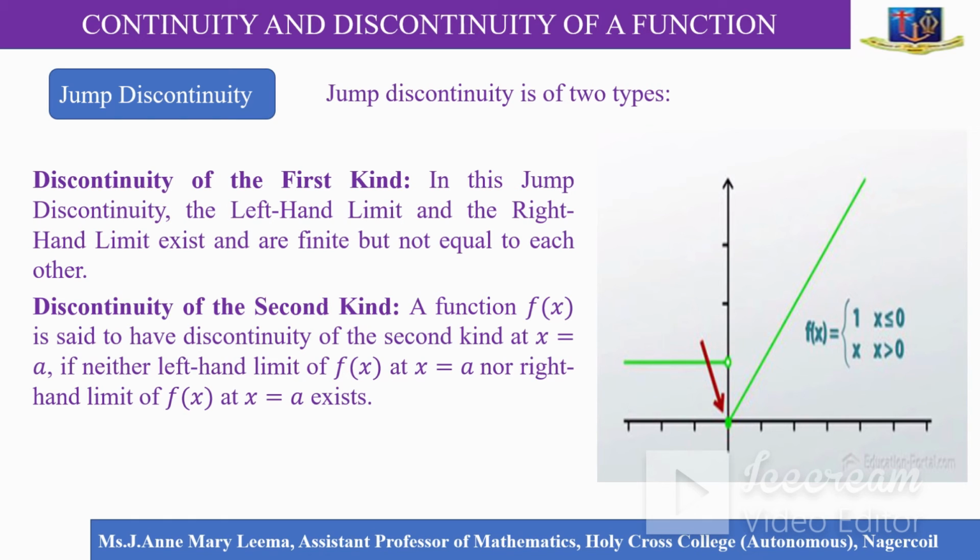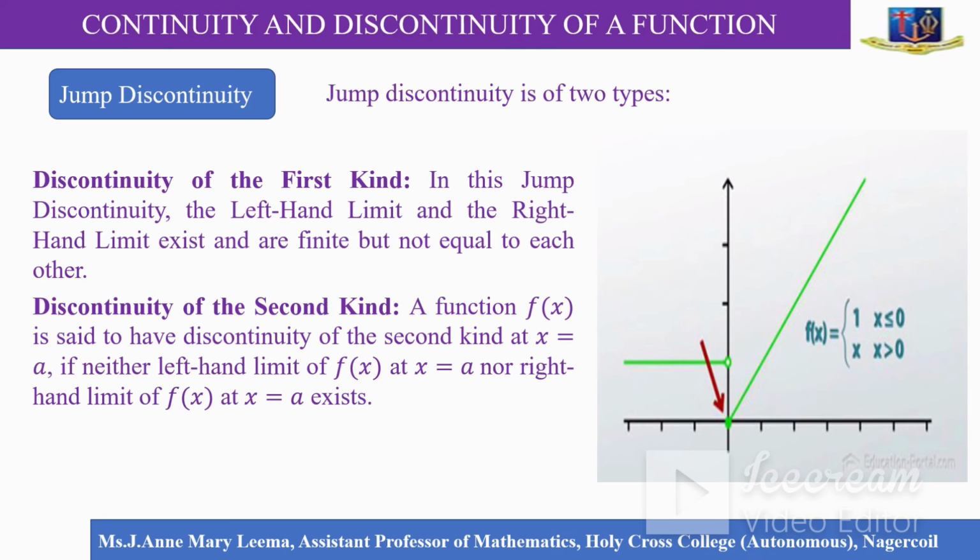Now let's see the discontinuities one by one. First is the jump discontinuity. Jump discontinuity is of two types. First one, discontinuity of the first kind. In this jump discontinuity, the left hand limit and the right hand limit exist and are finite but not equal to each other. Next one is discontinuity of the second kind.